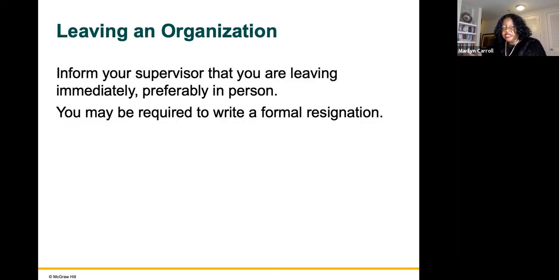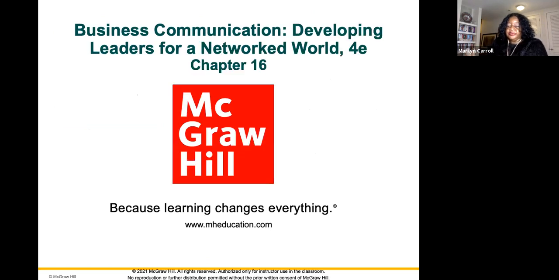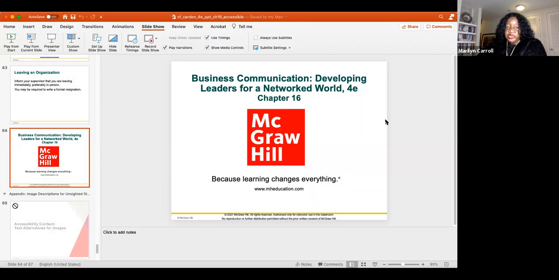When leaving an organization, inform your supervisor that you're leaving immediately, preferably in person. You may be required to write a formal resignation. All right, and that's it for chapter 16. It's big, and that's it for the learning material we'll be going through. I want you to make sure that you go back and enter those questions that we talked about earlier. I think they're very important for us to understand in the interview process.